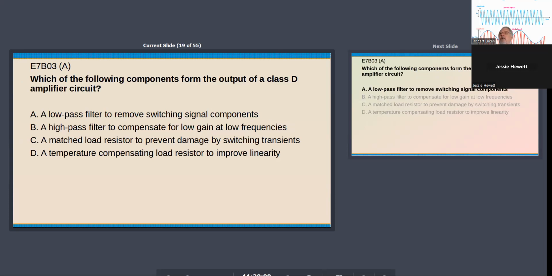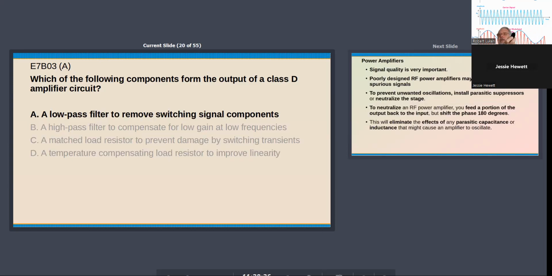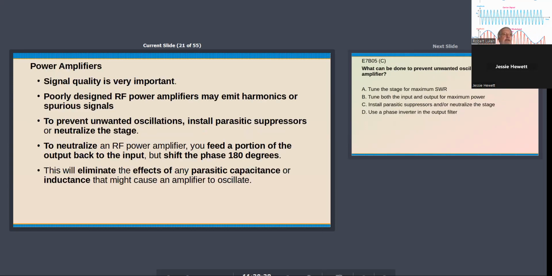Which of the following components form the output of a Class D amplifier circuit? Low pass filter. Yep. A low pass filter or an integrator.